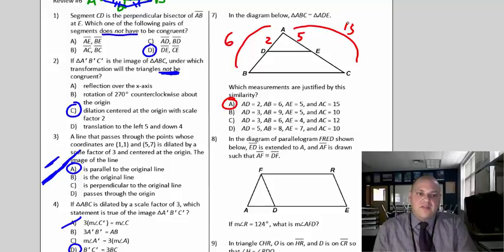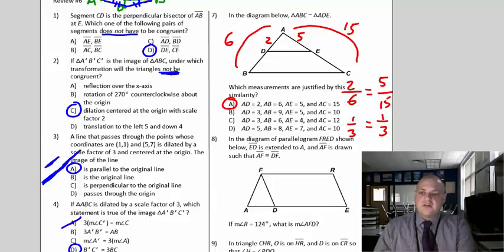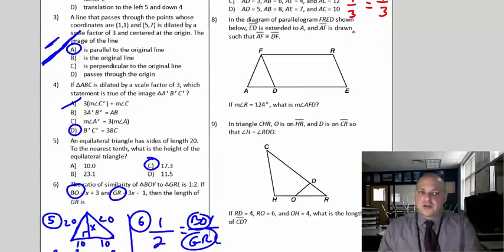Now, how do I know that works? You just do a proportion. 2 is to 6 as 5 is to 15. And does that work? Yes, this is 1/3, and this is 1/3. So you got to make sure the sides are proportional, and if they are, it justifies the similarity. If you do the other ones, it does not work. Okay? So you got to pick the ones where the sides are proportional.